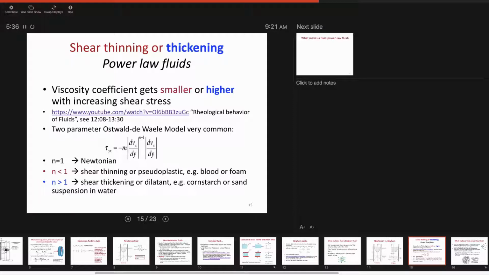So this description does allow Newtonian fluid within. If n is less than 1, then I have so-called shear thinning, or pseudoplastic. Blood is one example, and so is foam. And if n is larger than 1, then I have so-called shear thickening, or dilatant fluid. Sometimes you go in between, or you could have a combination of Bingham fluid and power law, so cornstarch could be modeled either way, or sand suspension in water.